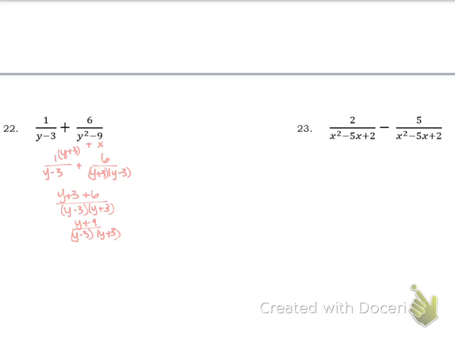My last one here, I'm going to make a plus minus. Okay, they actually share that common denominator. So all I have to do is add my top. So 2 plus negative 5 will get me a negative 3. And then I can write that bottom back in here.